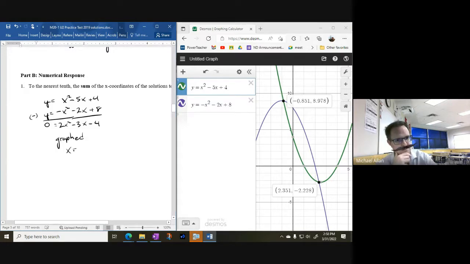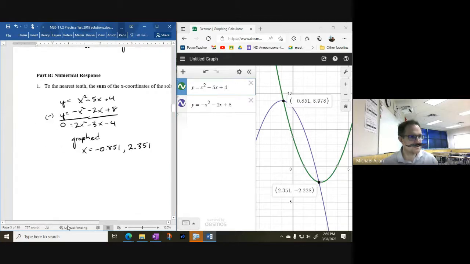So x is equal to negative 0.851. And then we have another x equal to 2.351. And then minus these two numbers, or sum them together, I guess. Add in a negative though, is around 1.50.